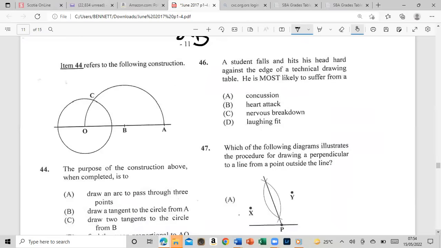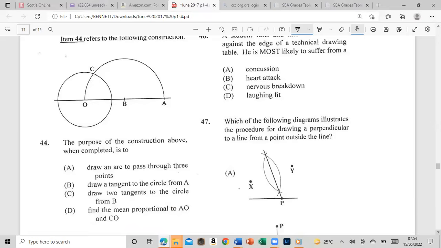So item 44 refers to the following construction. The purpose of the construction above when complete is it: A, draw an arc to pass through 3 points; B, draw a tangent to the circle from A; C, draw 2 tangents to the circle from B; or D, find the mean proportion of AO and CO? And that would be B, draw a tangent to the circle from A. So 44 would be A.